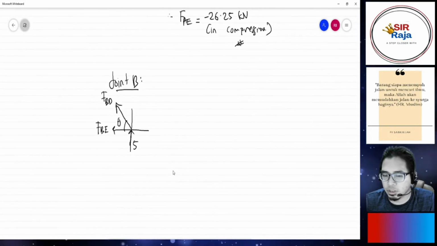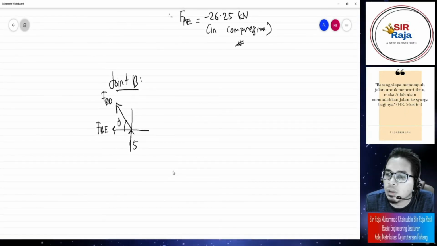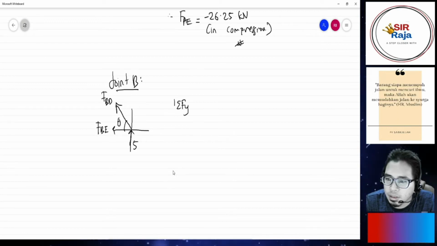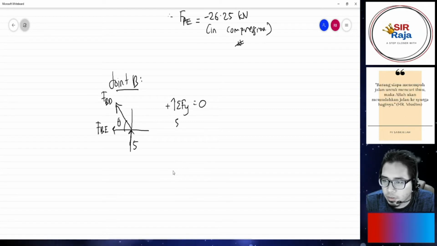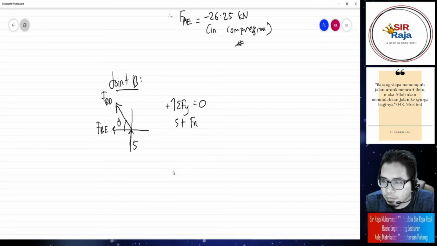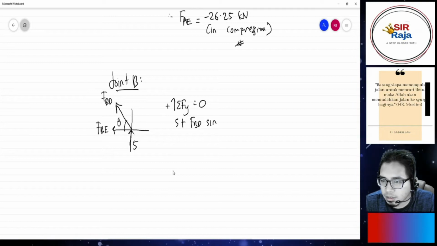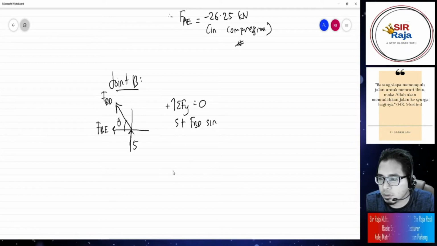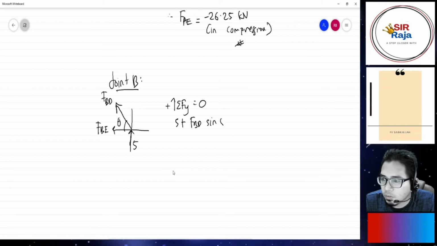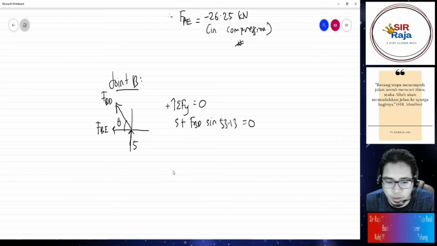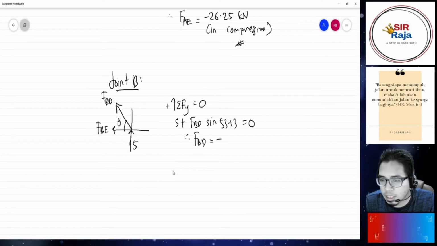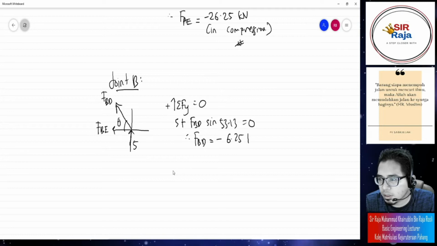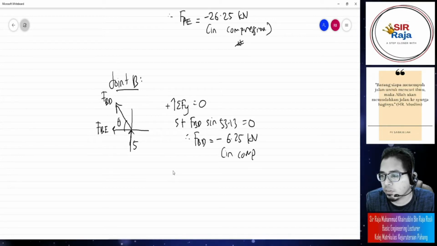So now just solve it as usual by using total Fy, assuming going up is positive. Therefore, we're going to have 5 plus FBD sine, because it's going up, so sine for the Y component, 53.13, and this is equal to 0. Therefore, your FBD will be equal to negative 6.25 kilonewton. And don't forget to mention this is in compression because we have negative here.